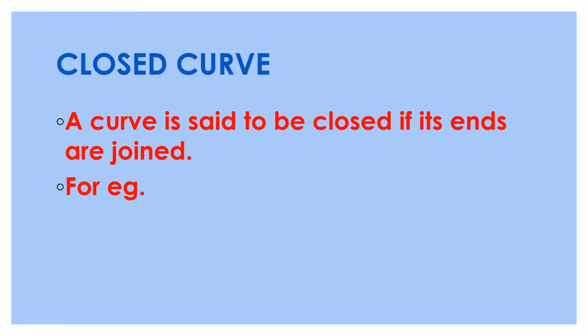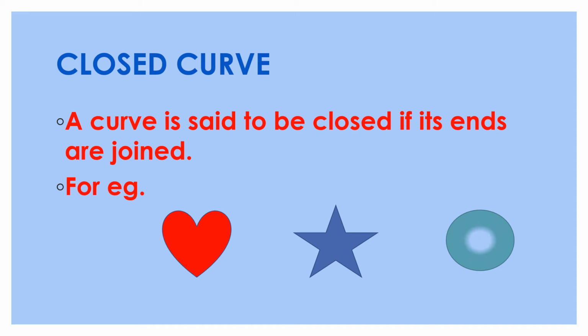Let us now look at closed curves. A curve is said to be closed if its ends are joined, or whose beginning point and ending point are the same. These types of curves are called closed curves. For example, a heart, the most common drawing. A heart is an example of a closed curve. A star is also closed. The circle is also a closed figure, so it is a closed curve.